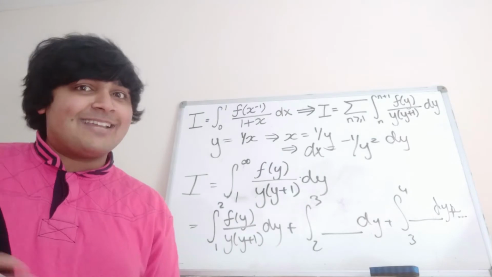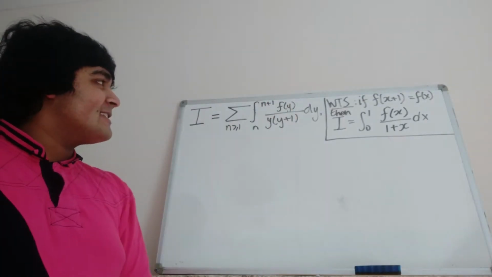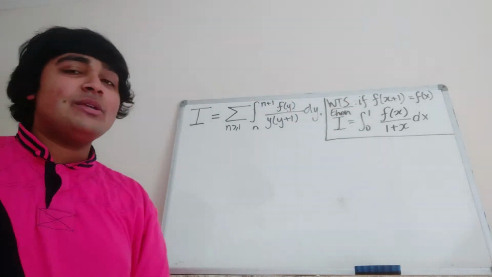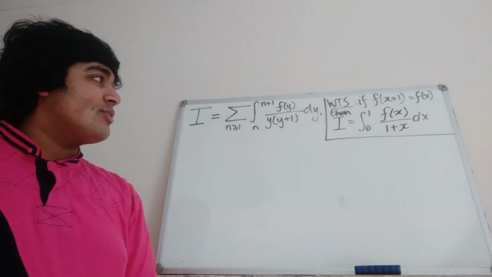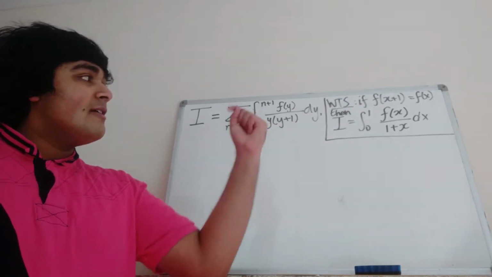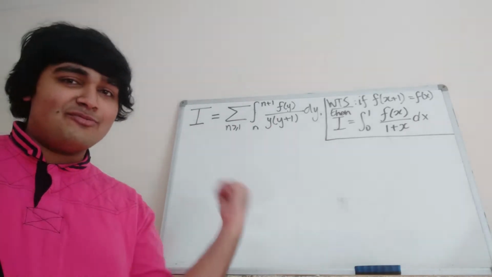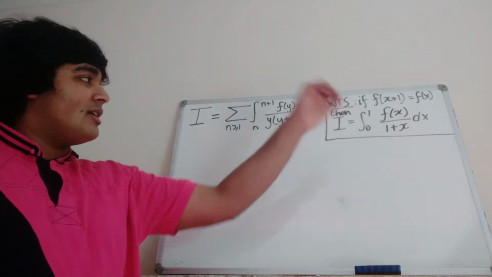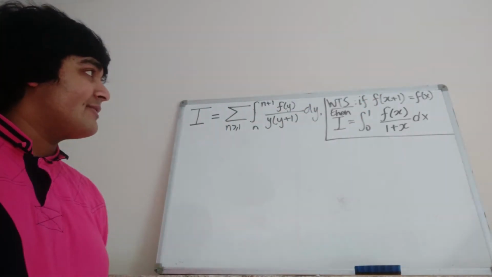Now let's move on to the second part of part 1. Okay, so we just showed that I can be expressed in this infinite sum notation here. Now what we want to do is show that if f of x plus 1 equals f of x for all x, then I can also be expressed as this integral here, the integral from 0 to 1 of f of x divided by 1 plus x dx. Now, generally with a step, if you've just proved a result, you'll probably need to use it. So let's use this to try and prove this thing here with the further assumption that f of x plus 1 equals f of x for all x.